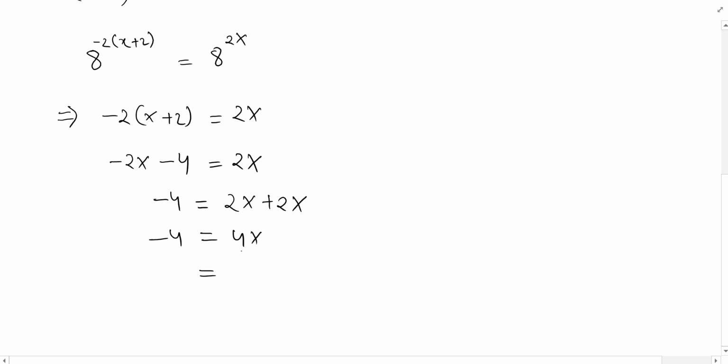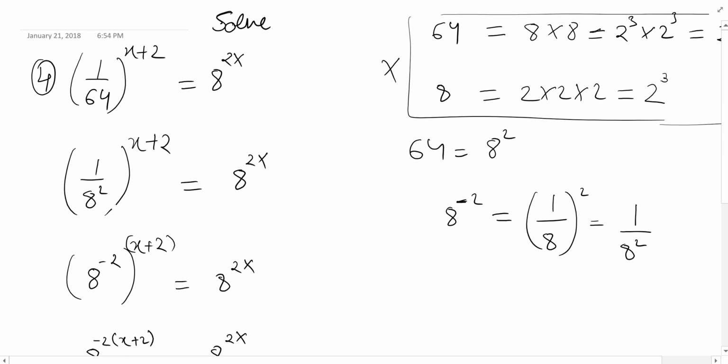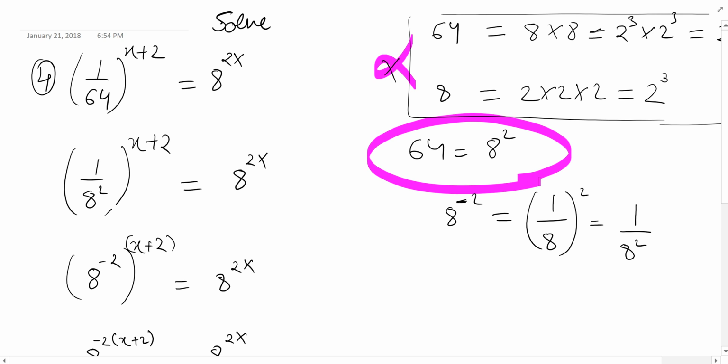Now I divide both sides by 4. So my x is equal to negative 1. So negative 1 is the solution of the equation that we had there. So that is the answer. We didn't use that part, we simply used that relation we have there.